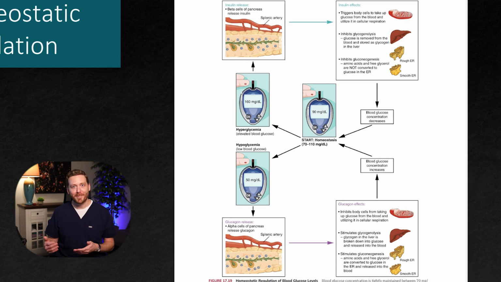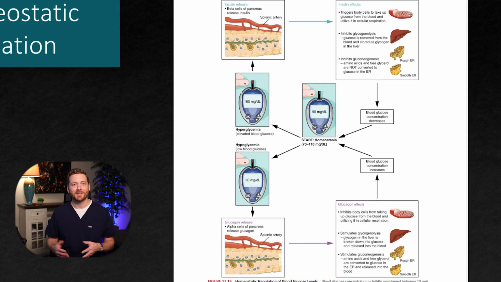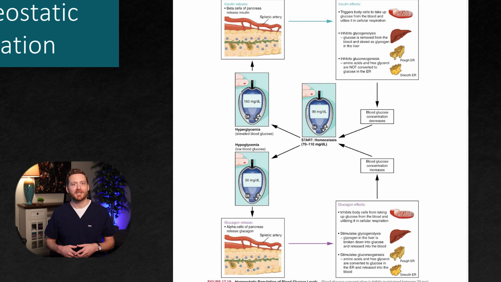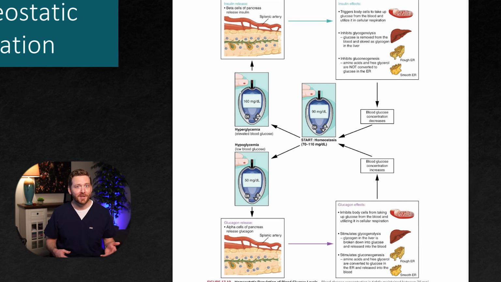In essence, the pancreas, with its beta and alpha cells, orchestrates this intricate dance to maintain blood glucose levels within the delicate balance of homeostasis. Quite a roller coaster, huh?